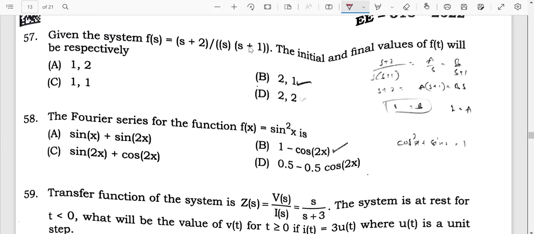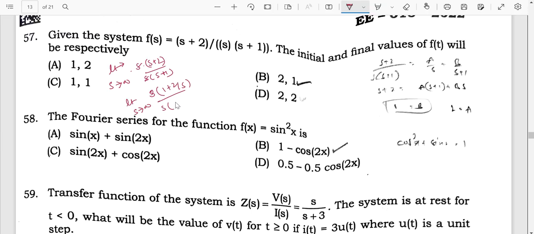In this case we need to apply the initial value theorem and the final value theorem. For the initial value theorem, limit s tends to infinity of s times (s+2)/(s(s+1)). Here the s gets cancelled. For the initial value theorem we find f(0) by substituting s equal to infinity. I will make s common here, that is 1 plus 2 by s, and again limit s tends to infinity, the initial value.